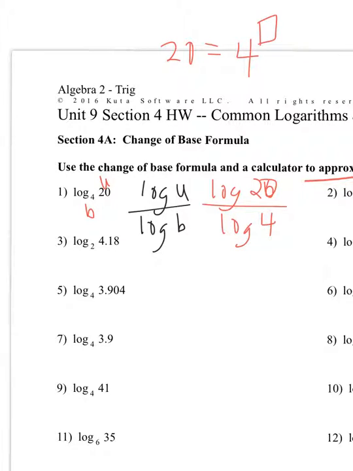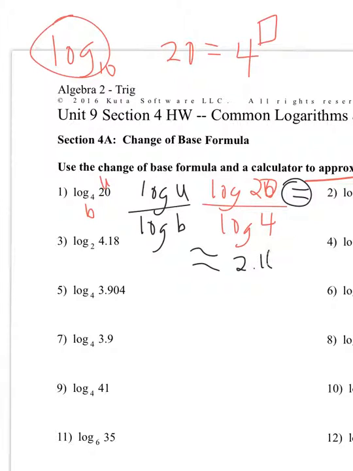So if I'm using the LOG button on my calculator, that LOG button is log base 10. All the base 10 logs for any number are programmed into the calculator. So I'm going to hit log of 20, and then I would suggest hitting equals after you find the log of 20. Leave that in your calculator's display, and then divide by the log of 4. It should be about 2.161 to the nearest thousandth.